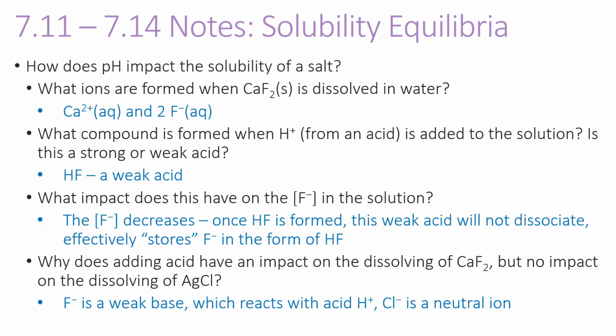So F- is what we call a weak base, and it will react and form HF, a weak acid, which is not going to dissociate. If H and Cl were to form a compound, HCl is a strong acid, so it would dissolve completely. So this is going to have an impact on the solubility of calcium fluoride, but not on the dissolving of silver chloride.